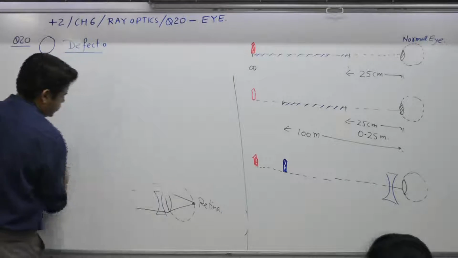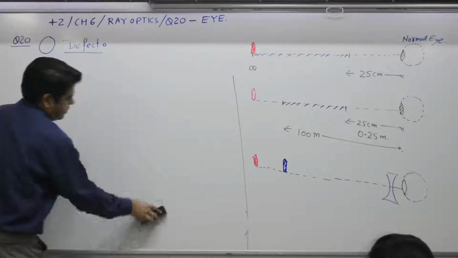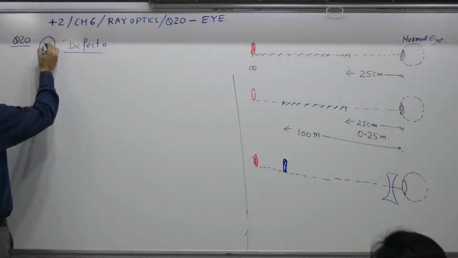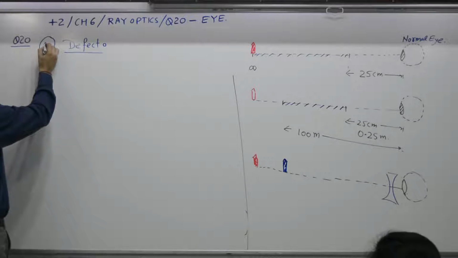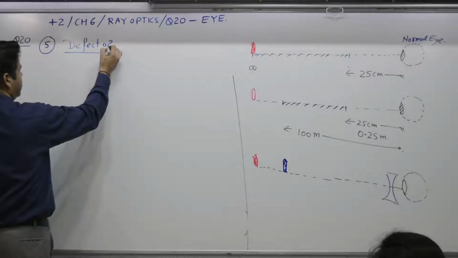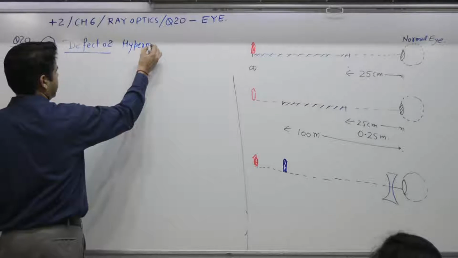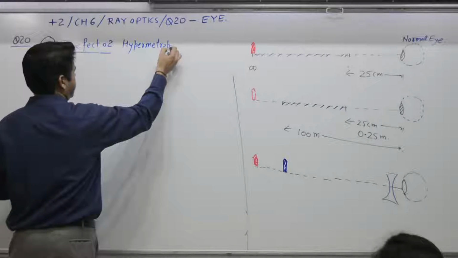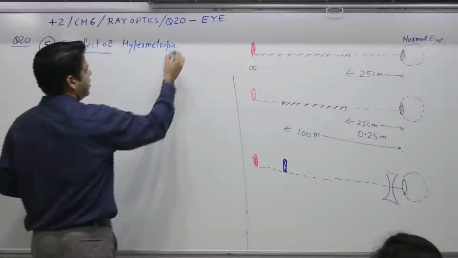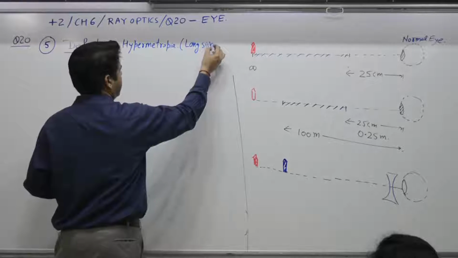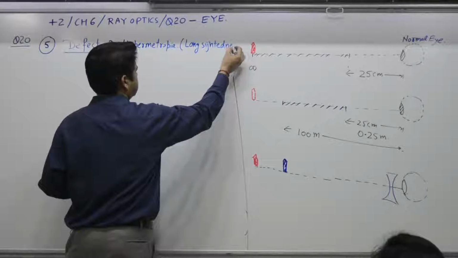Defect 2. Yes. Hypermetropia. Point number is 5. Defect number 2. Hypermetropia or long-sightedness.